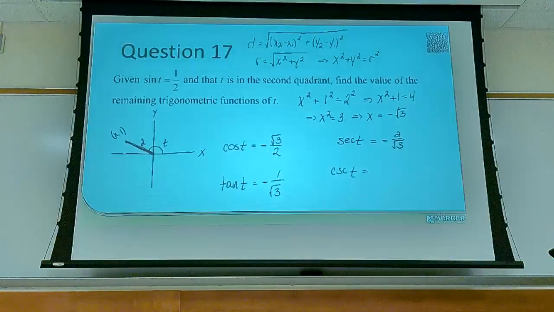Cosecant is the reciprocal of sine, which means in this problem cosecant was a freebie because they told you what sine is. Cotangent is the reciprocal of tangent. Which means when you get a question like this on a test or a quiz, one of your answers is free. In this case, cosecant is free. So if you get cosecant wrong, you're going to make me very sad.